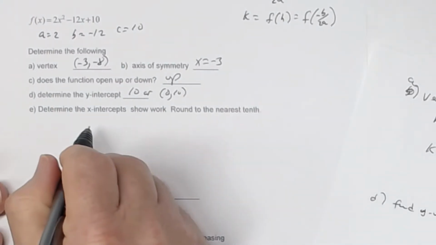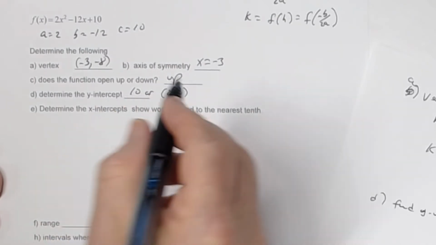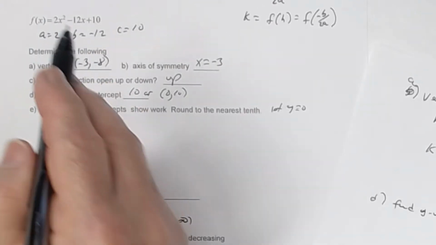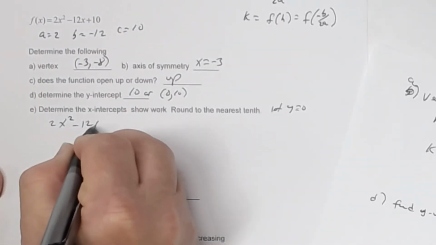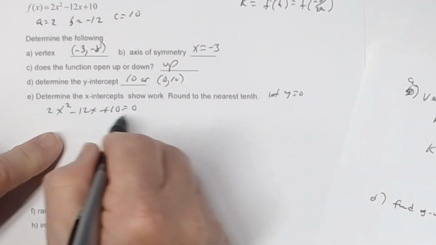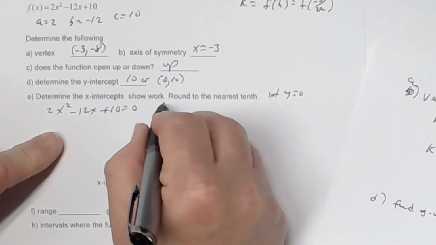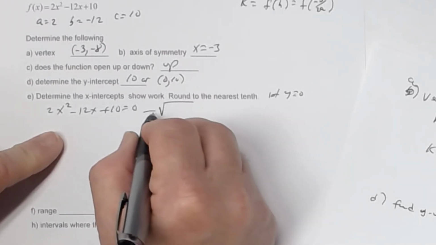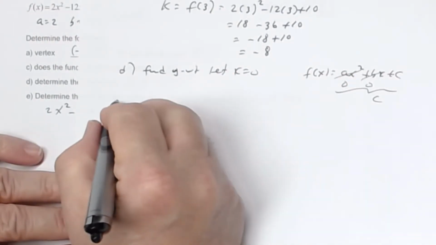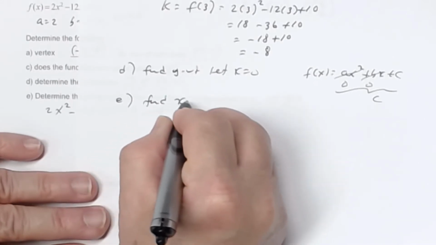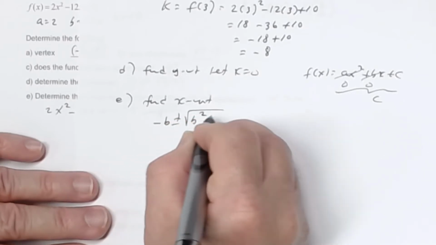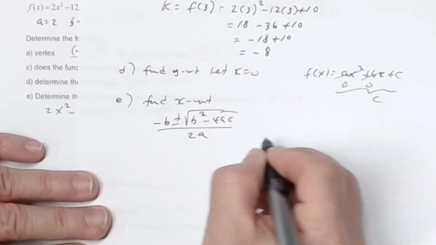All right. So to find the x-intercepts, remember, you're going to let y equal 0. So if I let y equal 0, that means that this equals 0, doesn't it? 2x squared minus 12x plus 10 equals 0. So to solve this quadratic equation, I'm going to use the quadratic formula. Let me go ahead and redo this over here. This will be E. Find x-intercepts. All right, the quadratic formula is the opposite of b, plus or minus the square root of b squared minus 4ac, all of that divided by 2a.